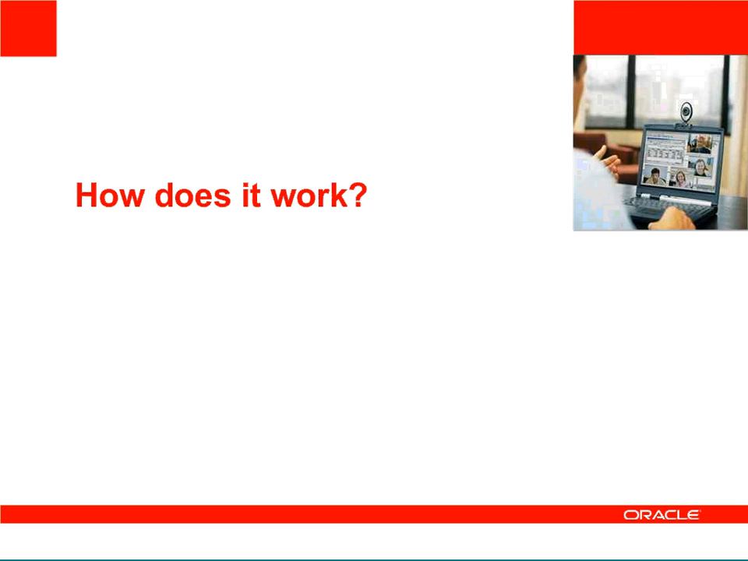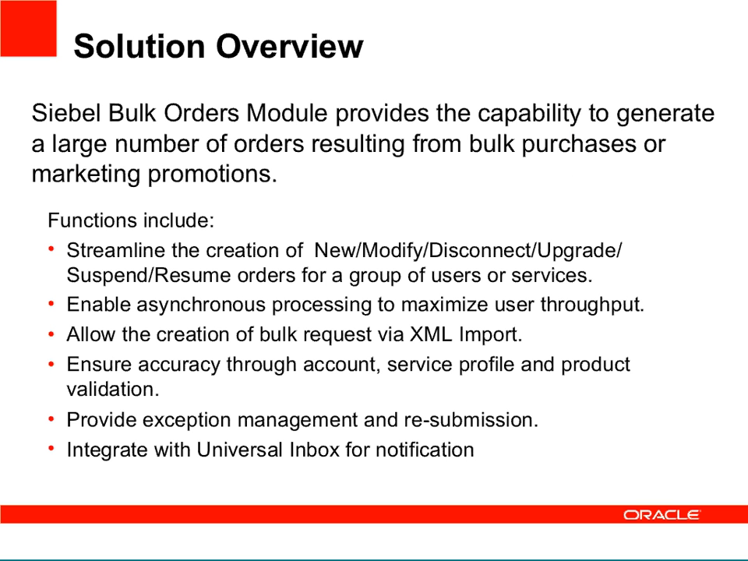So how does it work? Let us now look into the details of bulk order functionalities. Siebel bulk order module provides the capability to generate a large number of orders resulting from bulk purchases or marketing promotion. The functionality that are supported by bulk orders are creation of new, modify, disconnect, upgrade, suspend or resume orders for a group of users or services.